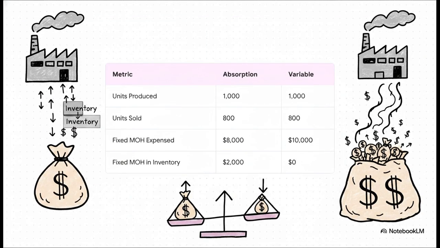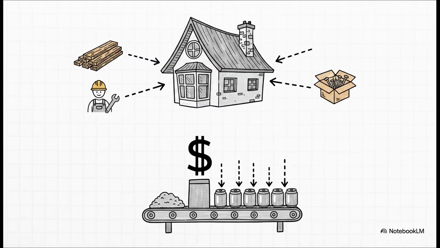Check this out. We made 1,000 units, but we only sold 800, so we have 200 units left in inventory. Under absorption costing, the fixed overhead tied to those 200 unsold units, that $2,000, gets trapped in inventory on the balance sheet. It's not an expense yet. But with variable costing, the entire $10,000 of fixed overhead hits the income statement right now. And the result? Anytime production is greater than sales, absorption costing is going to report a higher net income. Period.